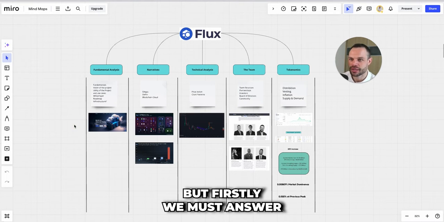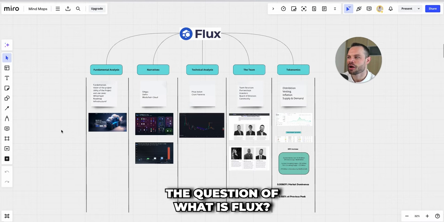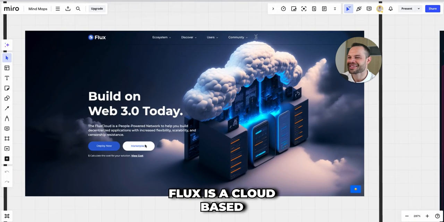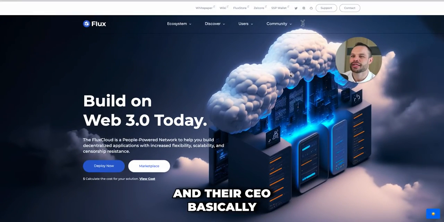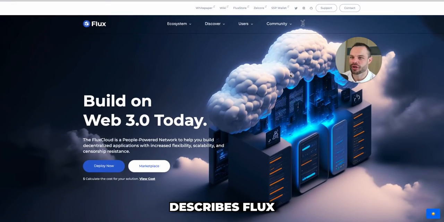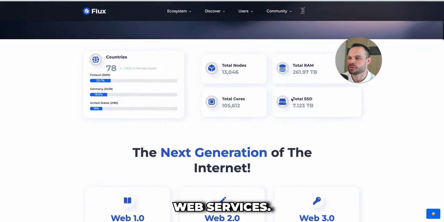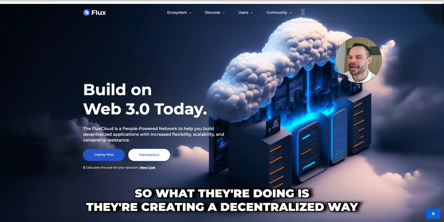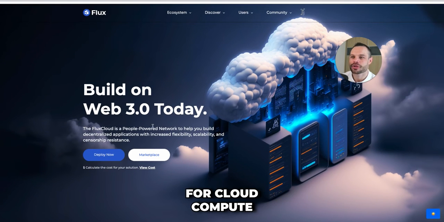But firstly, we must answer the question of what is FLUX? Well, if we jump over and look at their website very briefly, FLUX is a cloud-based blockchain solution, and their CEO basically describes FLUX as the blockchain version of Amazon Web Services. So what they're doing is creating a decentralized way for cloud compute in a blockchain world.